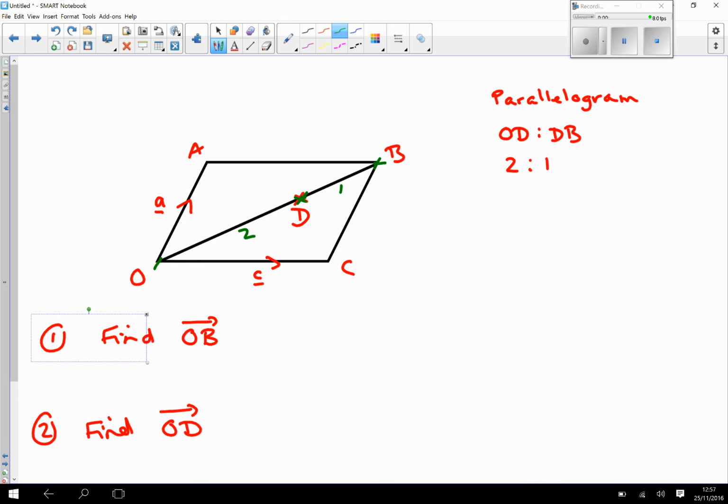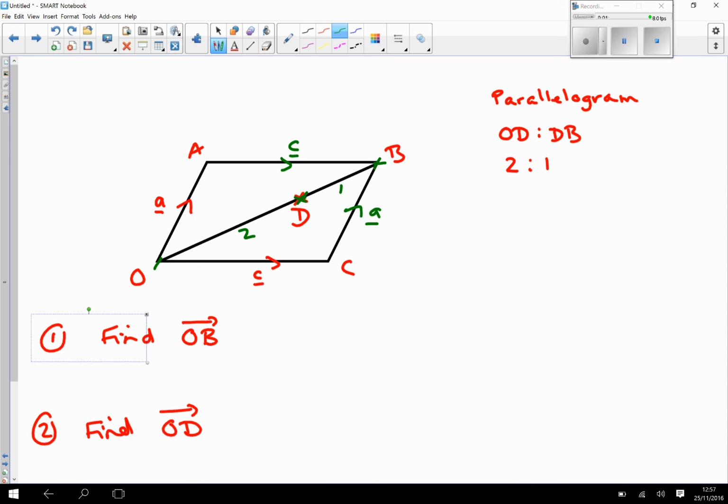You also need to think about what you know about a parallelogram. So in a parallelogram, we know that opposite sides are of the same length, and we also know that they are parallel to each other. And if you link that to vectors, the important thing about vectors is that two vectors which are equal have the same length and the same direction. So therefore I can say that this is also a because it's parallel to OA, and I can say this is also c because it's parallel to OC.